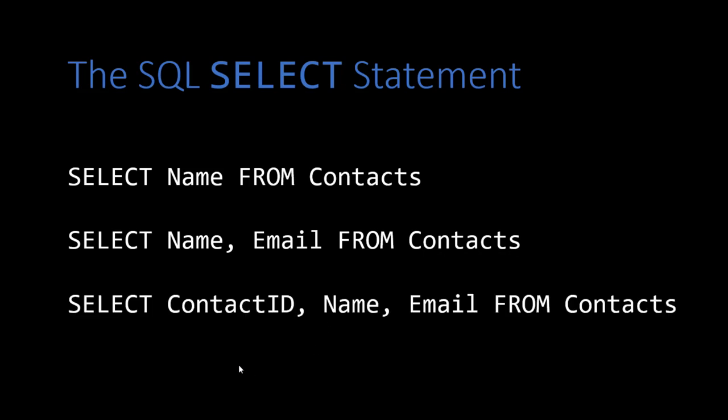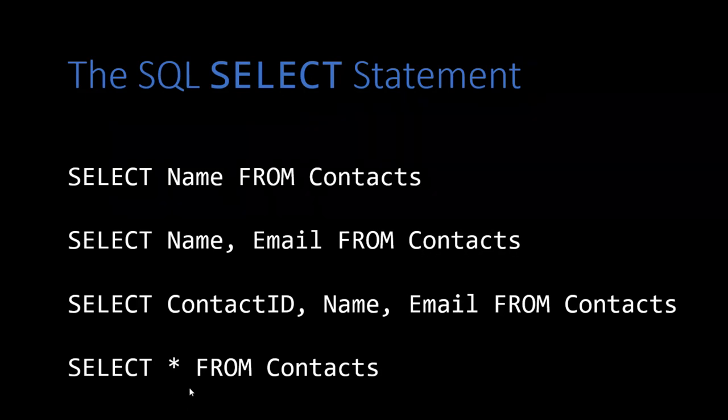Here's one more example. This will give us the contact ID column, the name column, and the email column for every row from the contacts table. Select contact ID, comma, name, comma, email from contacts. Of course, if we want to get every column from all of the rows in a table, a simpler way to do it is to simply use the asterisk wildcard character. We can say select star from contacts, and that will give us all of the columns from each row in the contacts table. Okay, so those are some examples of the select statement.